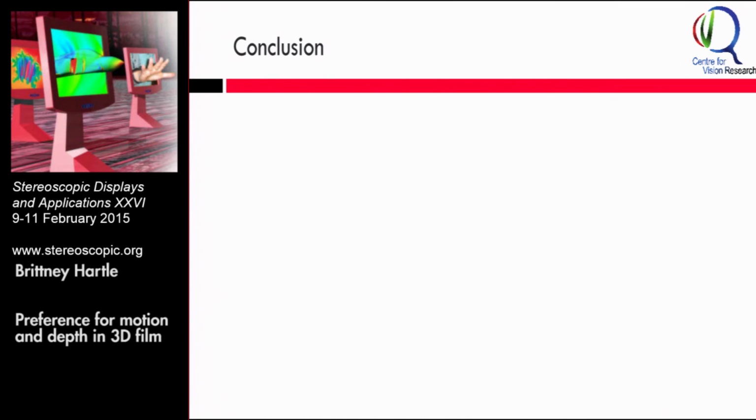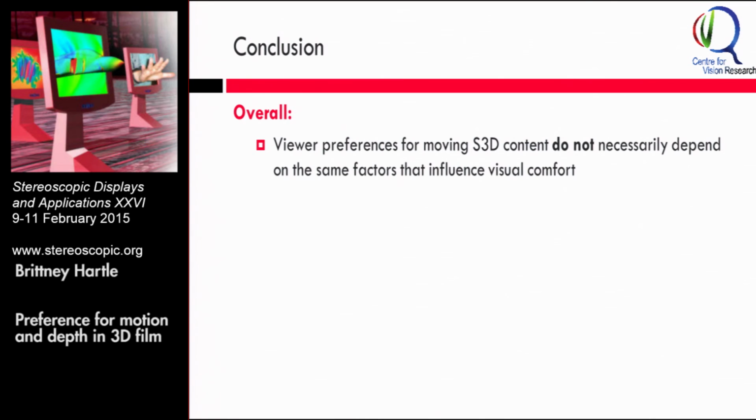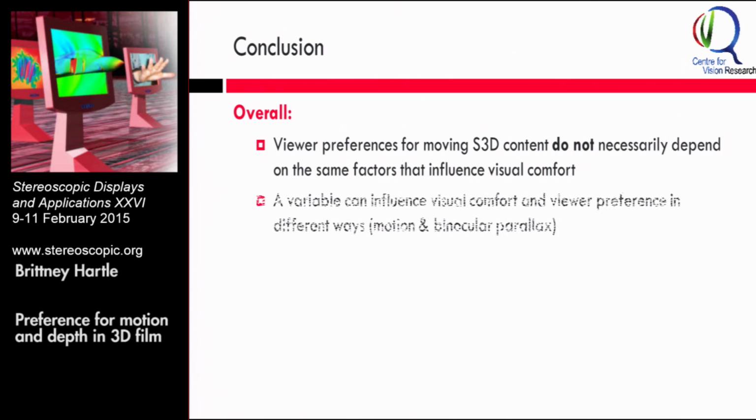So what can we conclude based on the results of this current study? One thing I've clearly shown is that viewer preferences for moving stereoscopic 3D content do not necessarily depend on the same factors that influence visual comfort, that in fact, in this case, a variable can influence visual comfort and viewer preferences in very different ways, which I've shown here through the effects of motion and binocular parallax, but there could also be other variables that we did not control for within this current study.